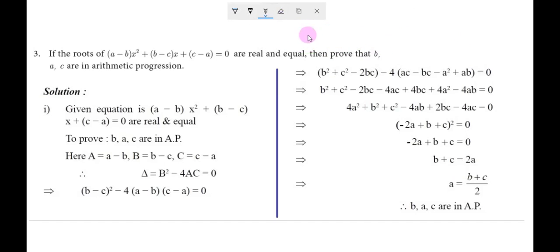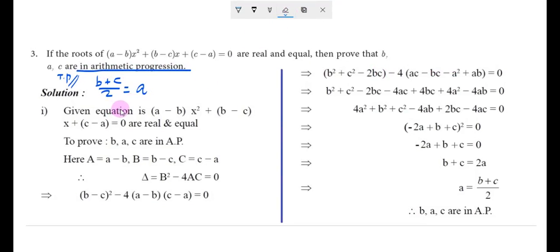In the same way, b, a, c are in arithmetic progression means we have to prove that first term b plus last term c, divided by 2, equal to a. If we can prove that (b plus c) by 2 equal to a, it is arithmetic progression. So we are going to find (b plus c) by 2 equal to a. Then alone we may say this is arithmetic progression. Understood?